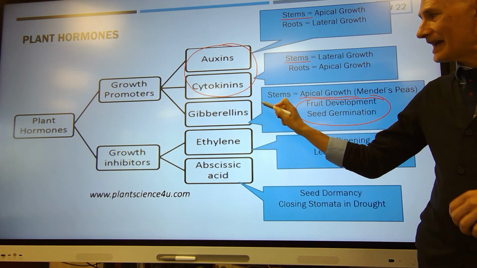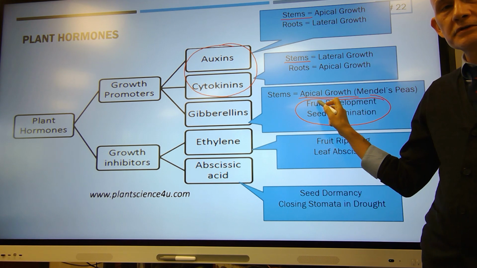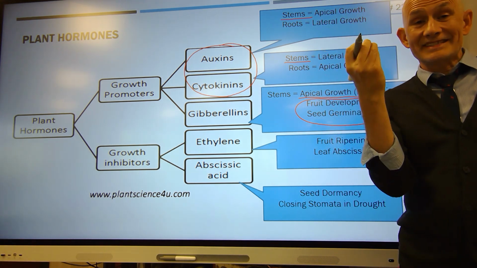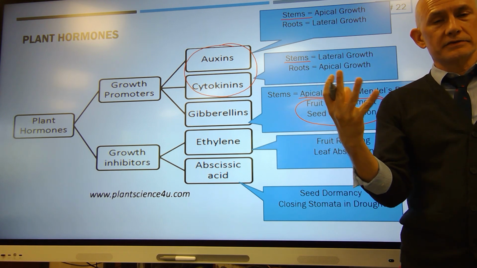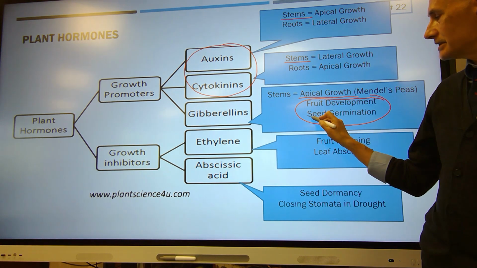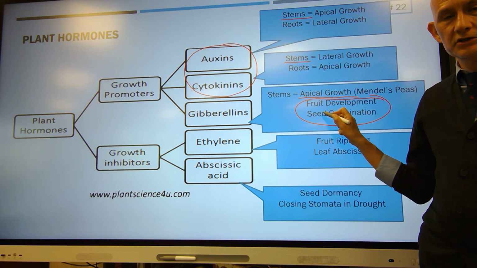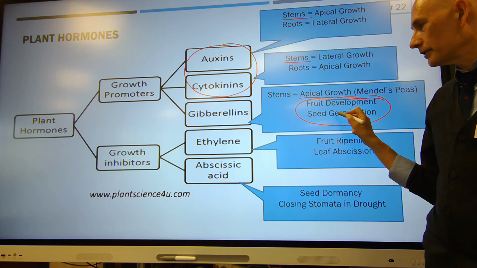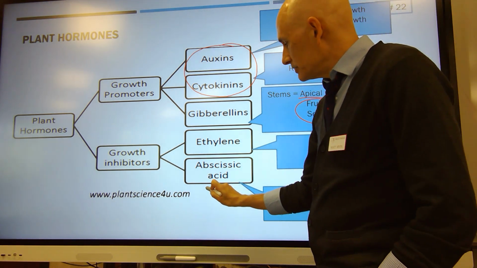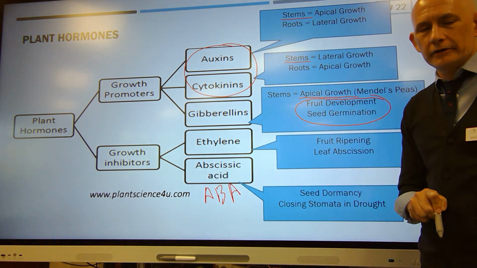Gibberellins, most important is going to be for fruit and seed development. As seeds are developing, they secrete gibberellins, which cause the fruit to develop. That way, when the seeds are ready, the fruit is ready to attract the animals to eat them and spread the seeds. When the seeds get in the ground, gibberellins cause the breakdown of the starch into sugars to allow the plant embryo to grow. That is going to be blocked by abscisic acid, which is typically written out as ABA.